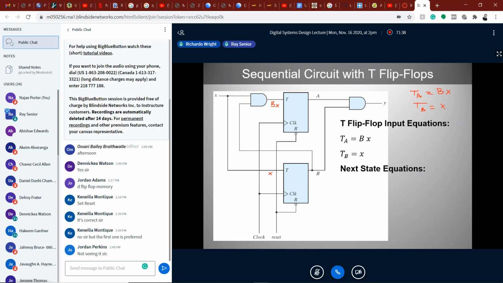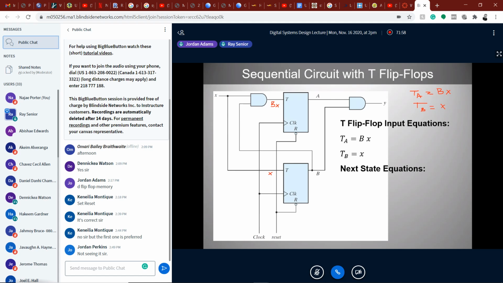Present state is always at the output of the flip-flop, and I'm not going to say it one more time. That's the final time. The next state equation for TA would be TA XOR A. Well done. I'm so grateful that you could have come up with that answer.